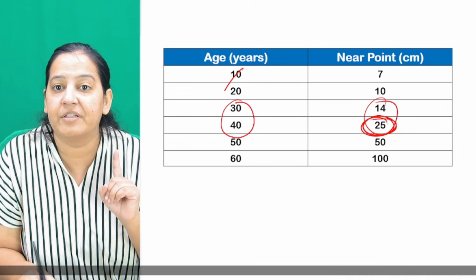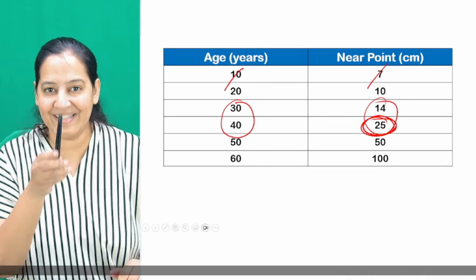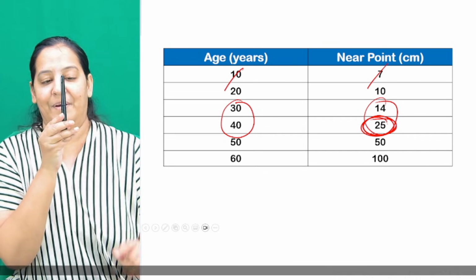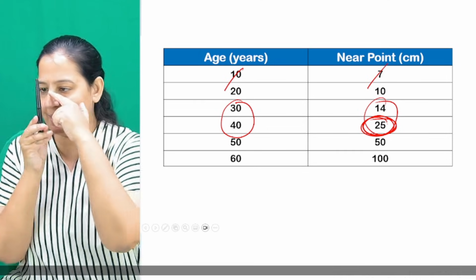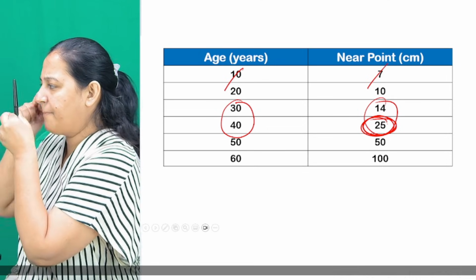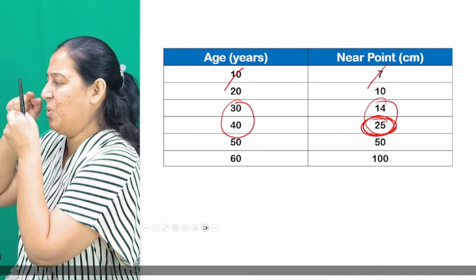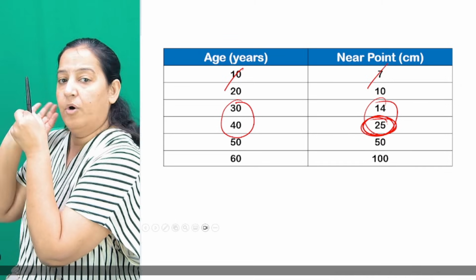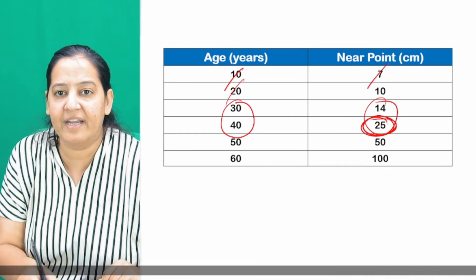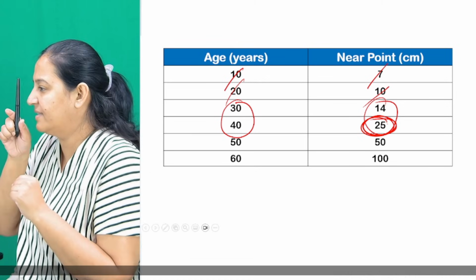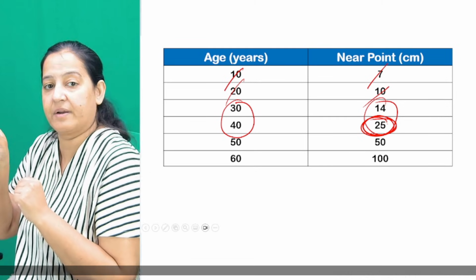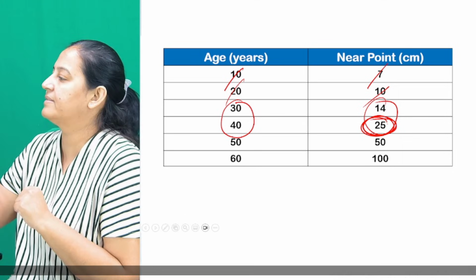At 10 years of age, the near point is 7 centimeters. Children can see clearly till here. This is my eye, approximately 7 centimeters, but no, I see a blurred image. At 20 years, this distance increases to 10 centimeters, and at 30 or 40, it increases to 25.